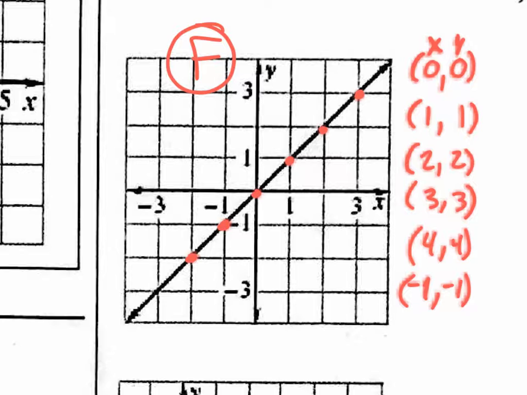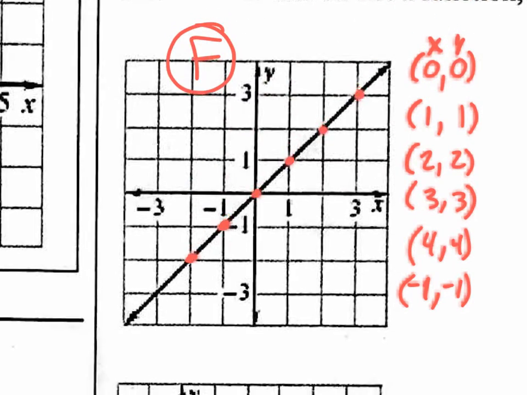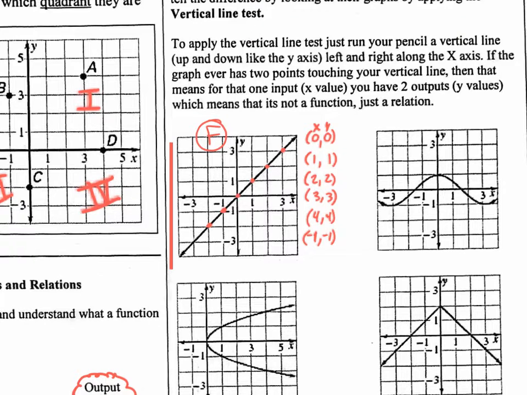That's a function, okay? Now, instead of doing this, because this is kind of a waste of time, instead of actually listing your coordinates and checking to see all your input values and see if it repeats and gives you a different output, there's this thing called the vertical line test. As we read up here, it says to apply the vertical line test, run your pencil, a vertical line, up and down like the y-axis, run it left and right along the x-axis, and see if the graph ever has 2 points touching your vertical line. Then that means that for your one input, your x value, you have two outputs, y values, which means that it's not a function, just a relation.